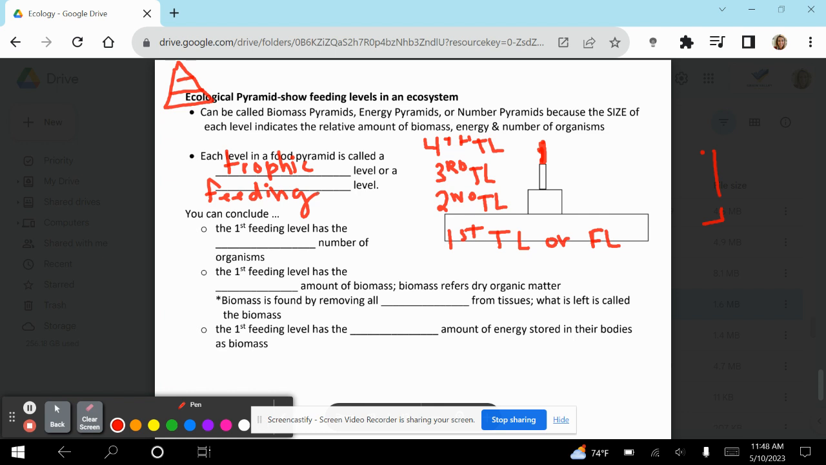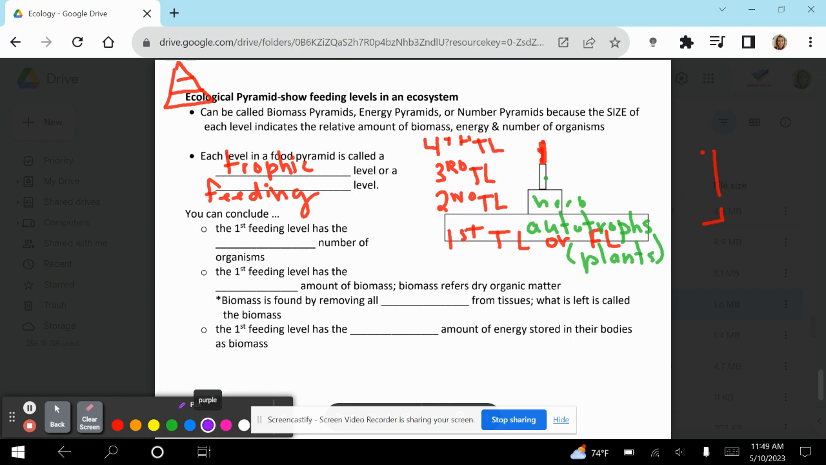Now, the organisms that are going to be on the first trophic level are going to be your plants or your autotrophs. Auto means they can make their own food. So let's do autotrophs. And if we want to put in parentheses, plants, going to be on that first feeding level or trophic level. And then we've got the herbivores. And then we've got some primary carnivores. And then we'd have secondary carnivores.